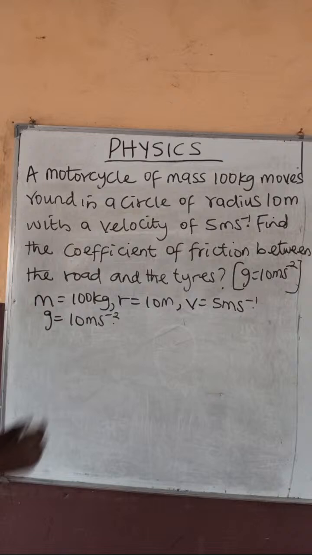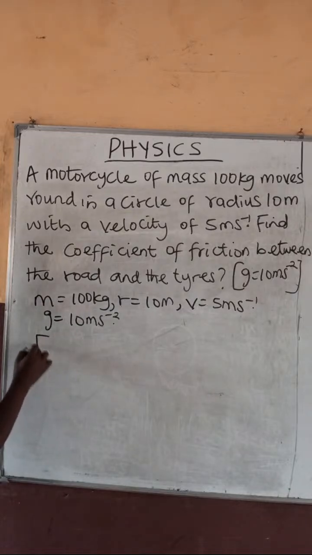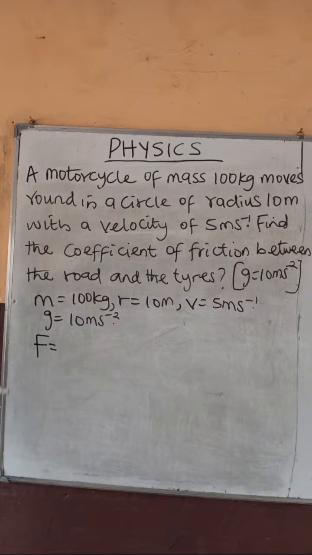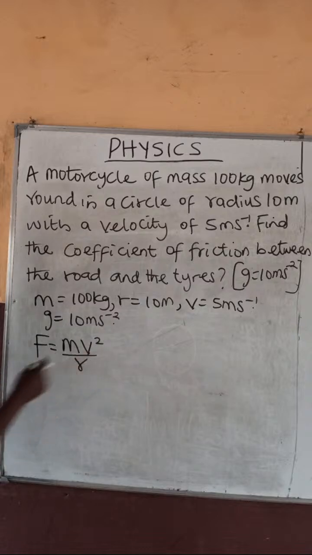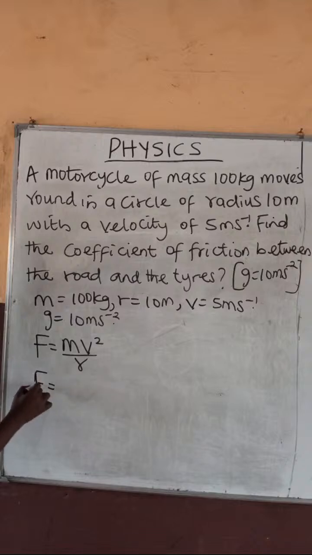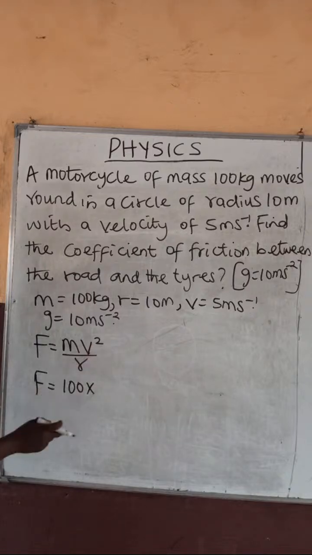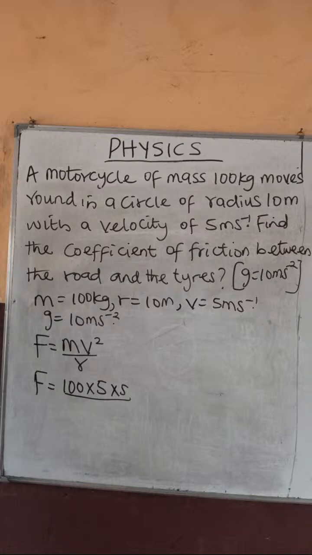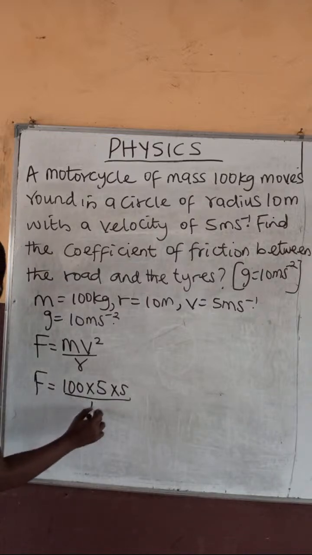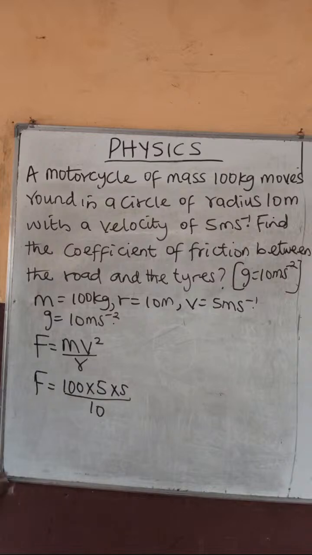Now, what's the formula for centripetal force? The formula for centripetal force is mv squared over r. Now, what is my m? 100 times my v, which is 5 all squared, that is 5 times 5, divided by r. My r is 10. Do you understand? This will cancel this, right?